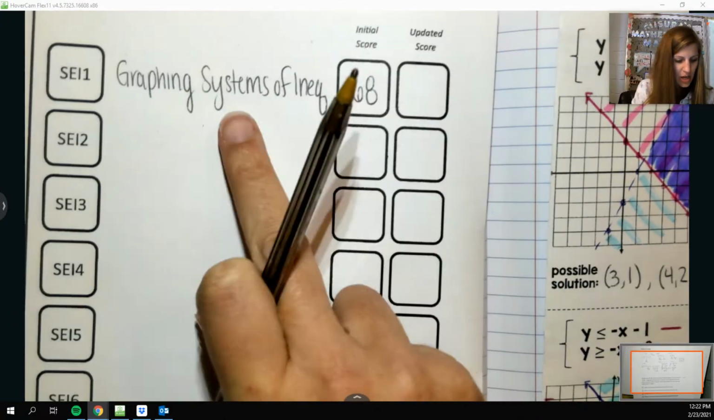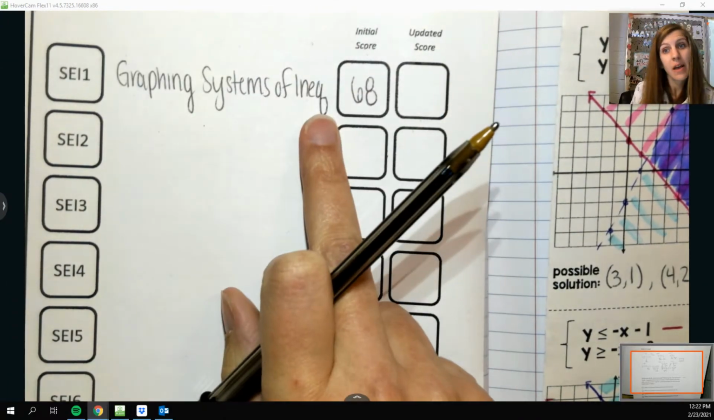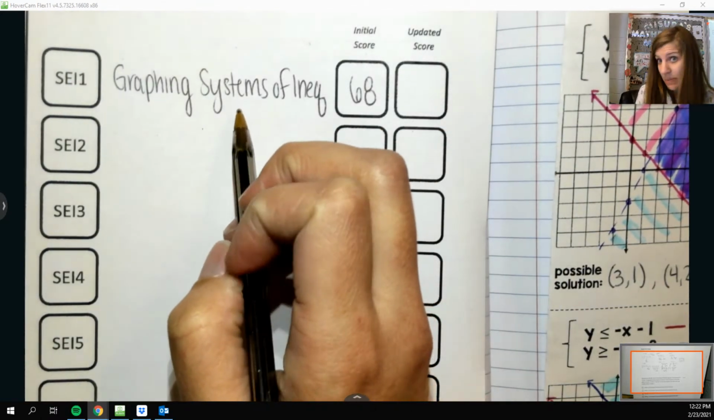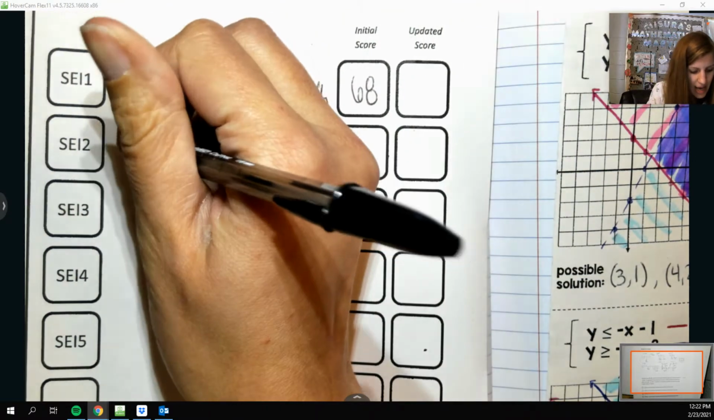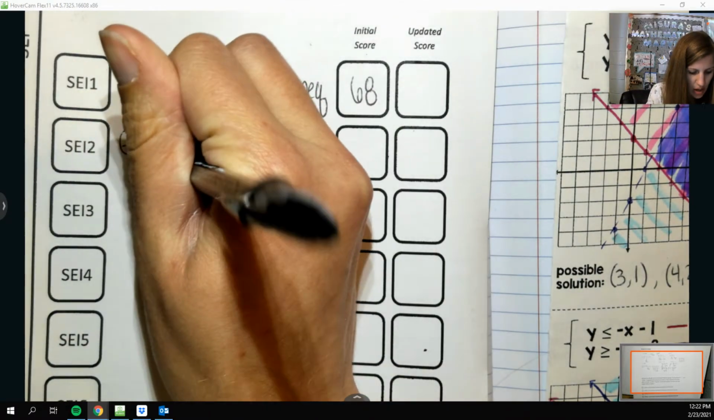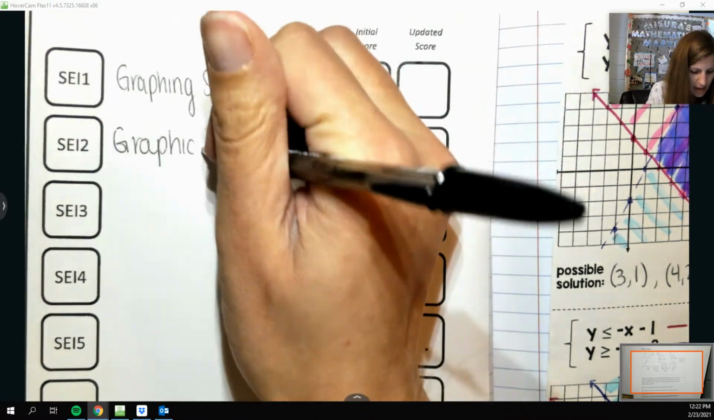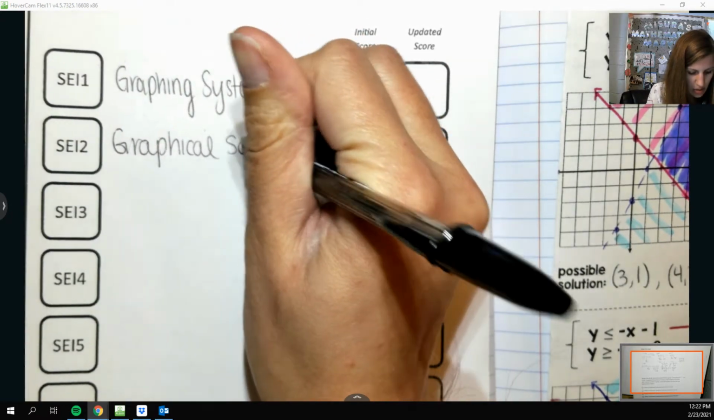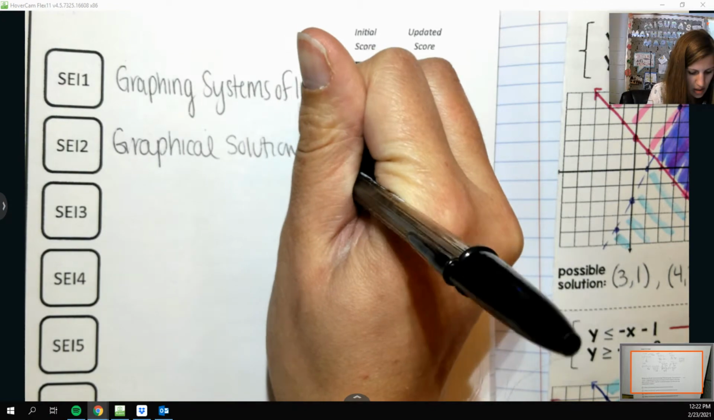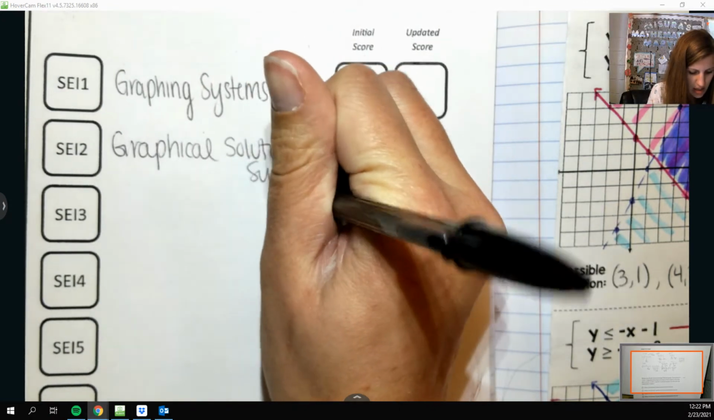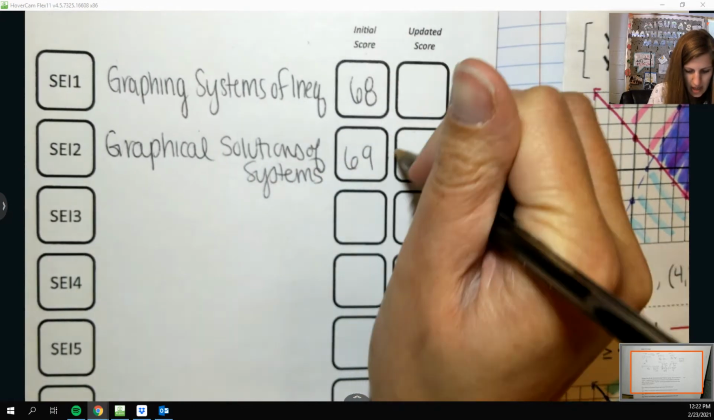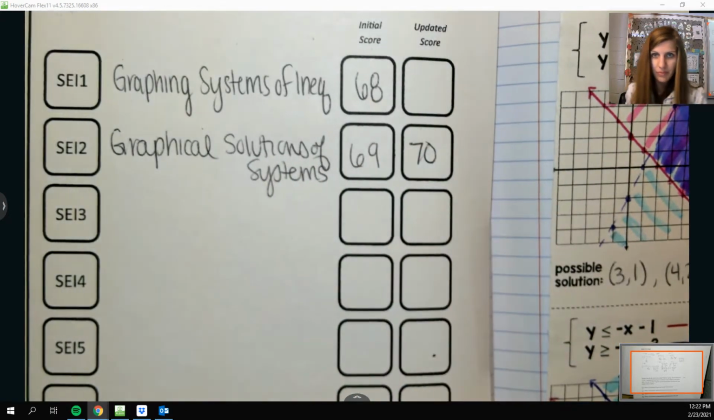Alright, guys, we are going to add to our notebook again. Last time we talked about graphing systems of inequalities, and now we're going to talk more about what it means to be a system and how we solve a system graphically. So, graphical solutions of systems. And we will do that on pages 69 and 70.